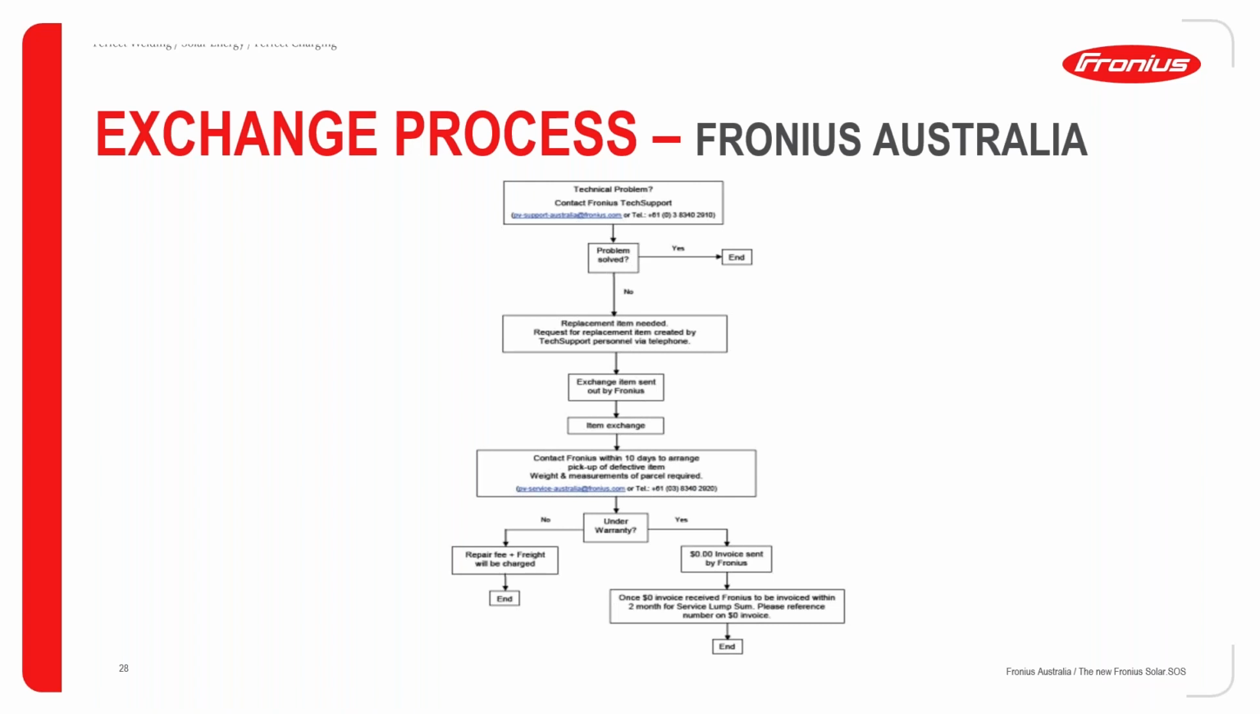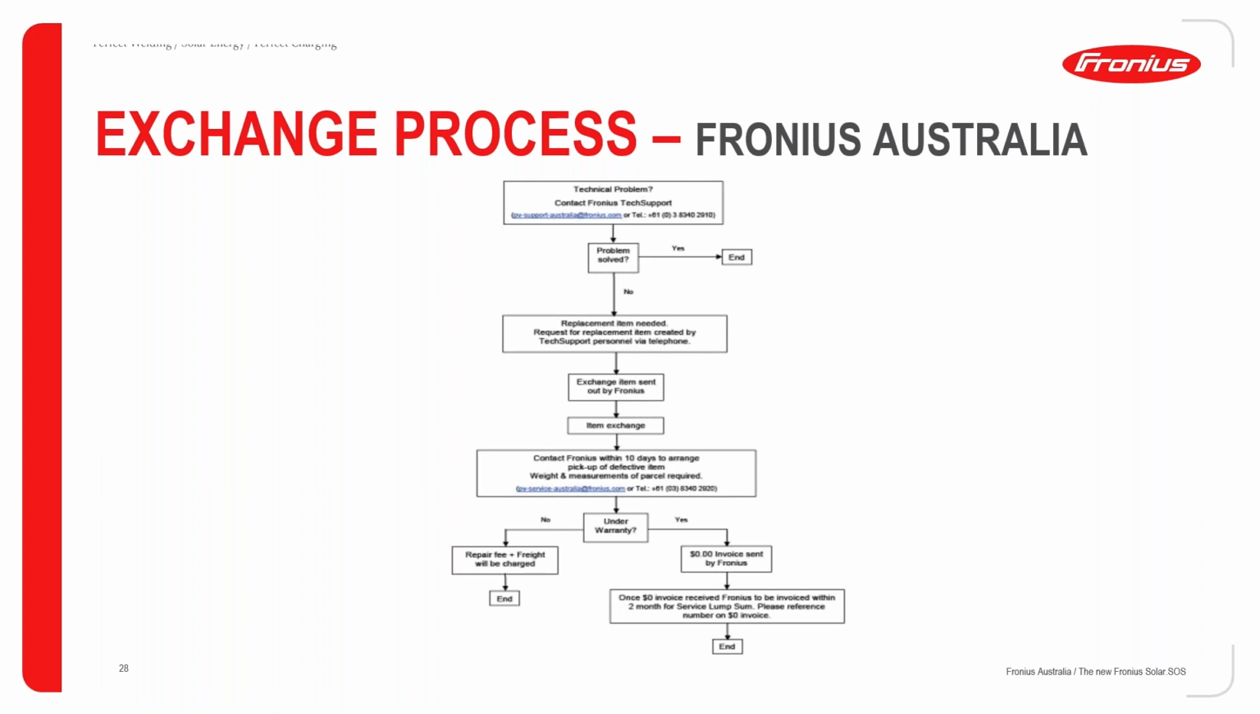And once the exchange item is received, you can send the faulty inverter back to us. So you'll need to get back to Fronius or contact our service team within 10 days of receiving the replacement, and arrange a pickup time for the defective unit. And once we get the faulty unit back, we inspect it, and if it's a successful warranty claim, then you will receive a $0 invoice.